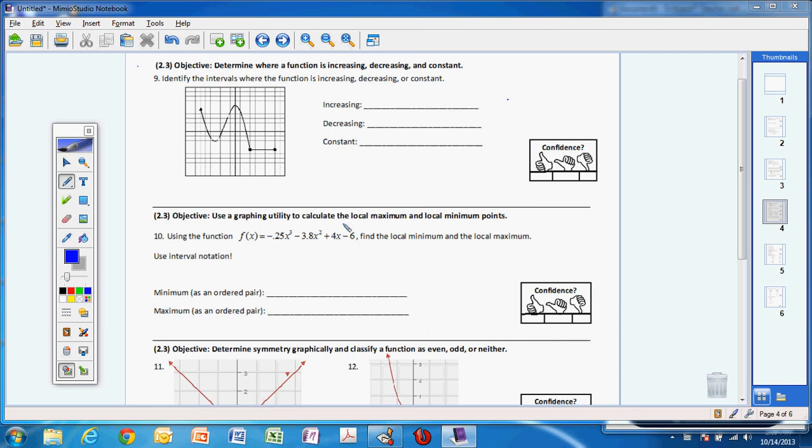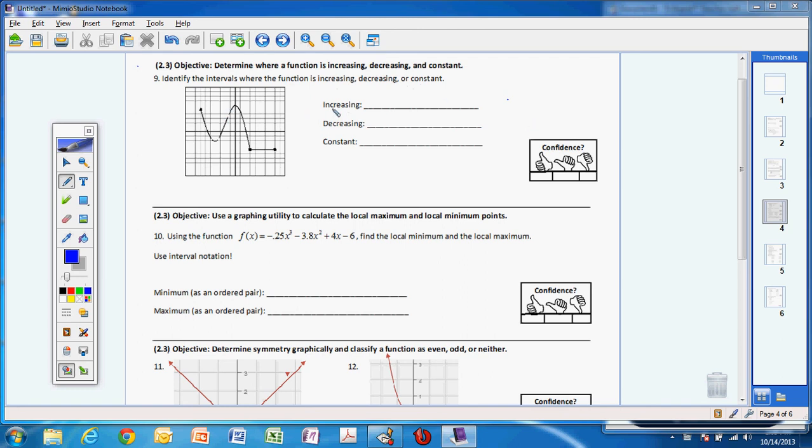This is page 3 of review worksheet 2. So continuing on, the next objective that we're looking at is we want to be able to determine where a function is increasing, decreasing, and constant. So you'll be given a graph, and we want to find those intervals.